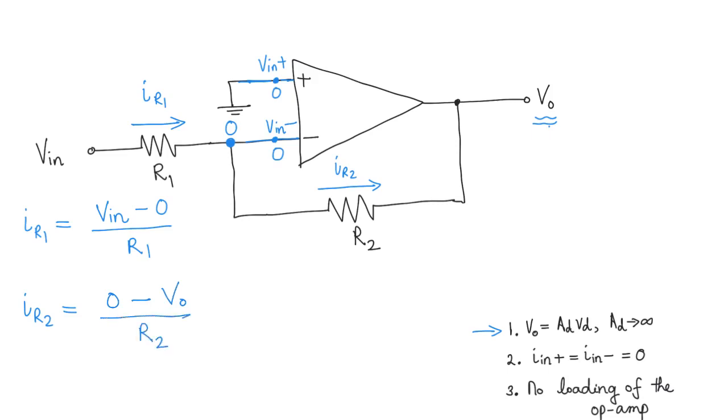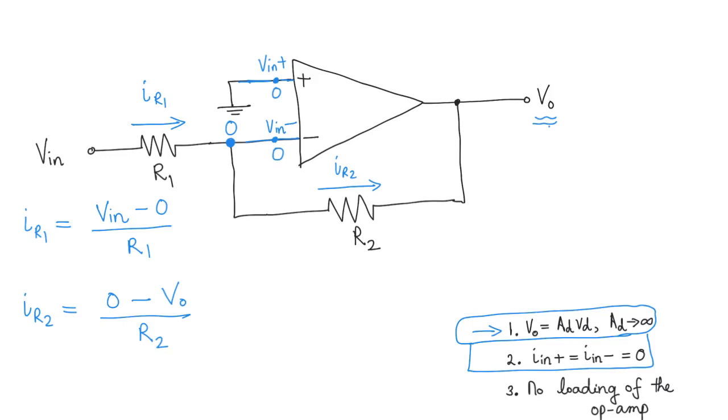Okay, so all this by just applying the first condition or the first characteristic of our op-amp model. Now let's just bring in the second characteristic of our op-amp model. Now what is the relationship between the current that is flowing through R1 and the current that is flowing through R2?